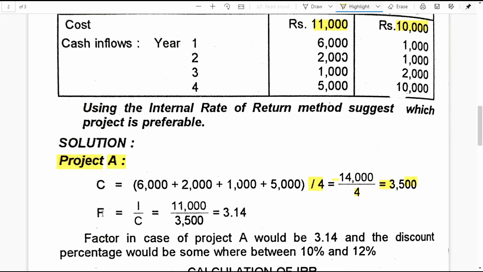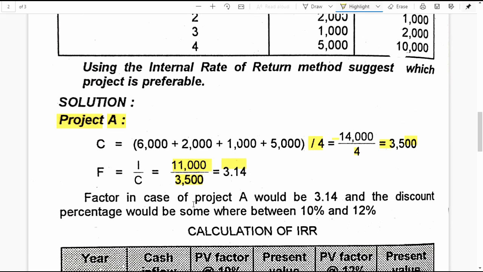Factor to be located is equal to investment divided by average cash inflow. Now investment of project A is 11,000 divided by average cash inflow, which we calculated now. It is 3,500. So the factor to be located is 3.14. Now the factor in case of project A would be 3.14 and the discount percentage would be somewhere between 10% and 12%. So they mean the IRR would lie between 10% and 12%. How do they say that?